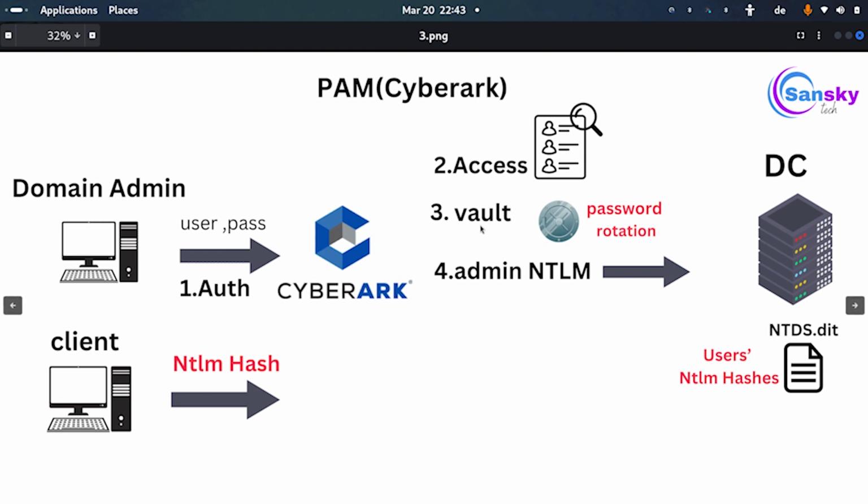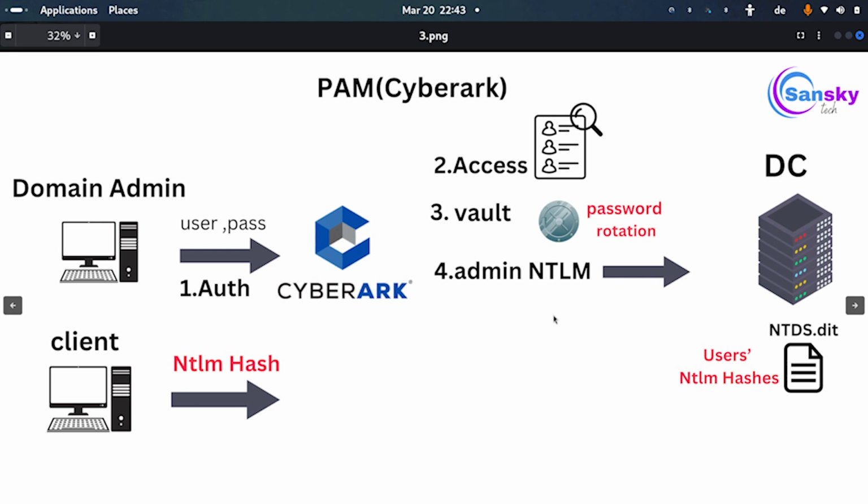After finding out that yes, this person actually has the right to get access to the domain admin account, it's going to look at its vault in order to find the NTLM hash of the domain admin account. Vault is a secure place that exists within CyberArk, and CyberArk stores all of the credentials, NTLM hashes and passwords there. So CyberArk will look at the vault, find the NTLM hash of the domain admin account, and send it to the DC. And the DC will authenticate this user and everything will go well.